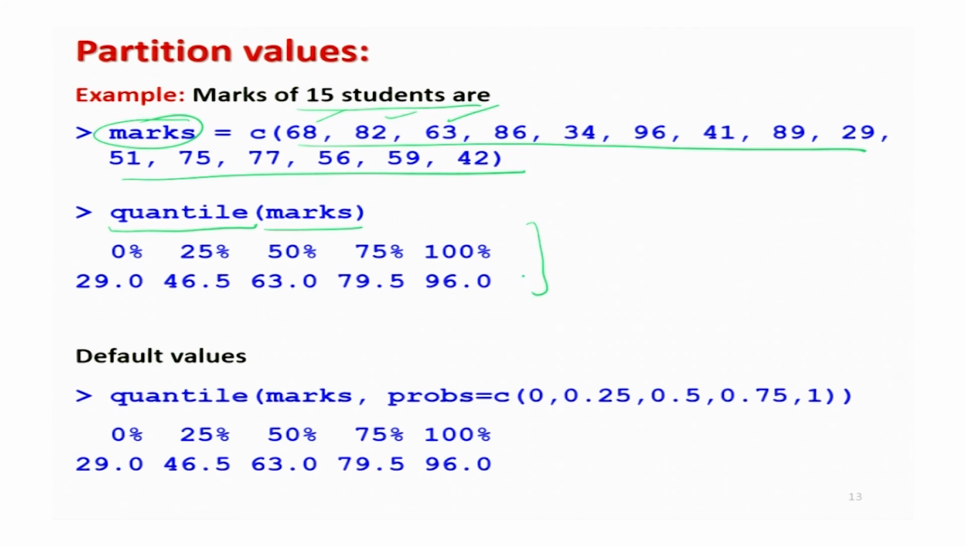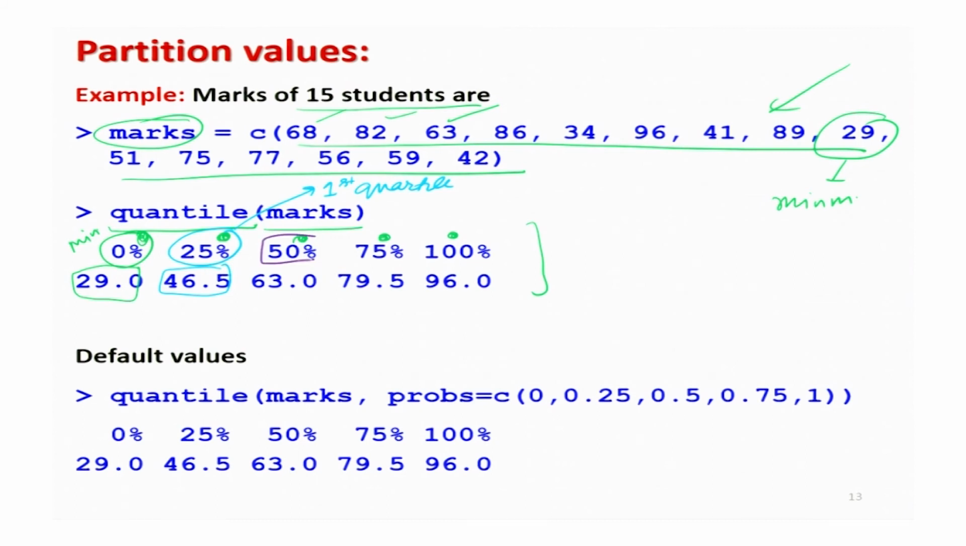Now you have to understand what this is trying to say. You can see there are 5 values. The first value is the minimum value, that is at 0%, and this value is 29. If you look at the data here, this value 29 is the minimum value. After this there is 25%, which is your first quartile, and its value is 46.5.